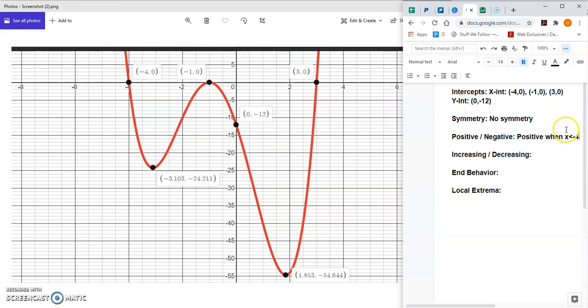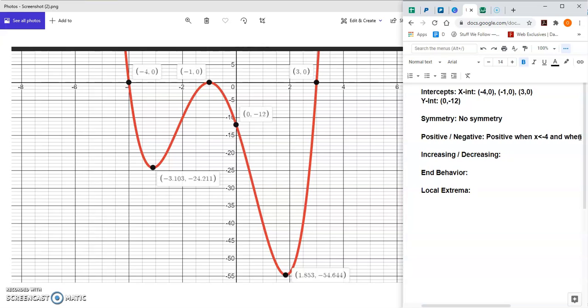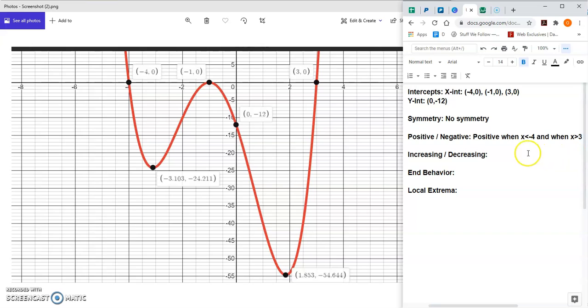When else is this graph positive? It's going to be positive when x is greater than, well, let's look over here. Once x hits 3 and keeps going up farther and farther to the up and to the right, it's staying positive as well. So when x is greater than 3. Okay? So positive when x is less than -4, and positive when x is greater than 3. Remember, positive just means that it's above the x-axis. What about negatives? Where would we describe where this graph is negative?